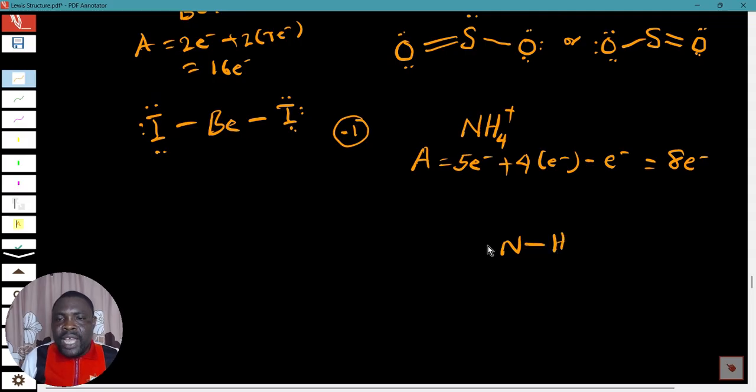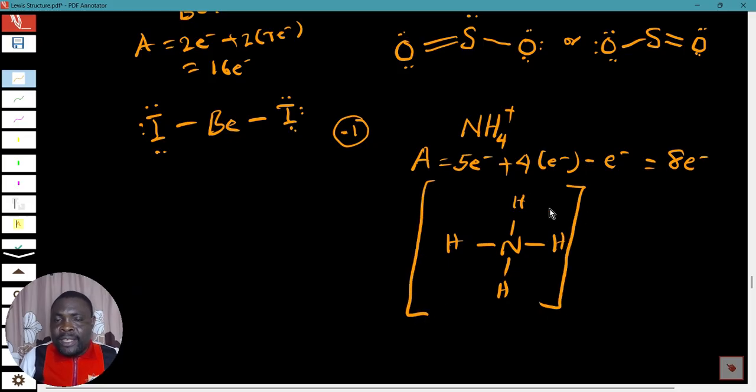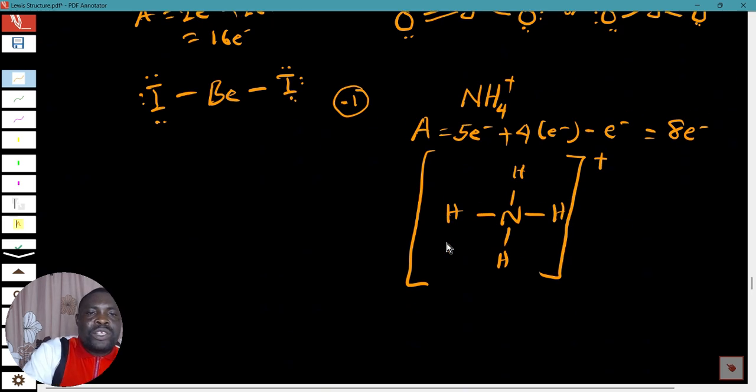So we will have N. Then we distribute the hydrogen around it because its parent element is nitrogen, and we have it like this. Now how many electrons have we spent? 1, 2, 3, 4. 4 bond pairs give me what? 8 electrons. But because this is an ion, the entire structure must be in a square bracket. Then we add the +1 there.